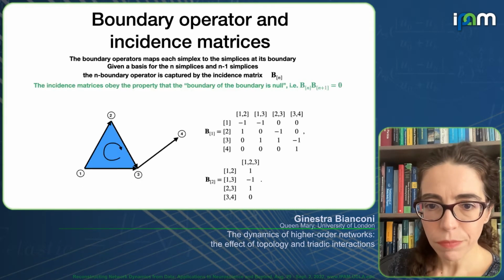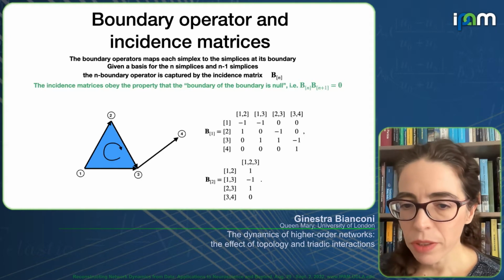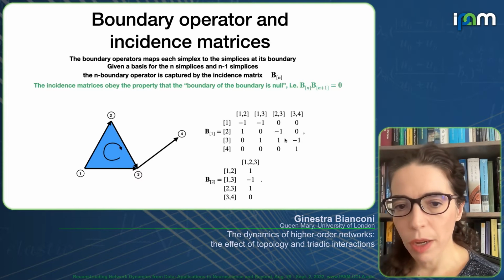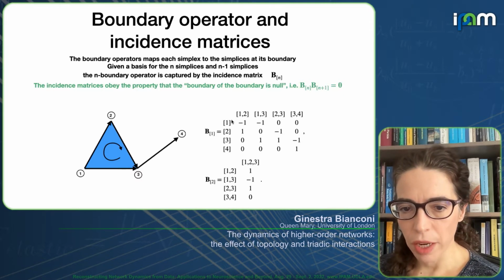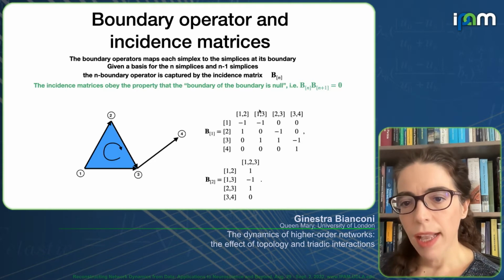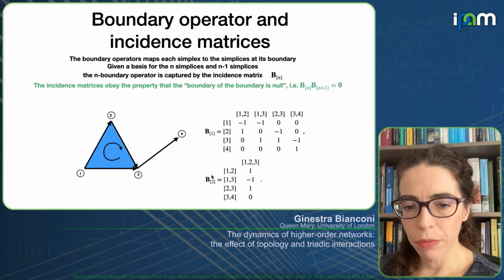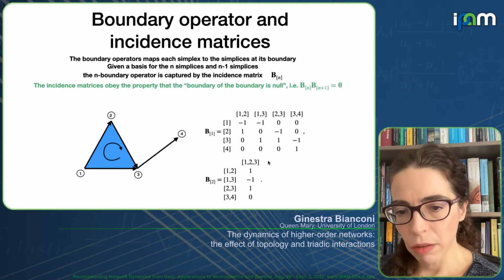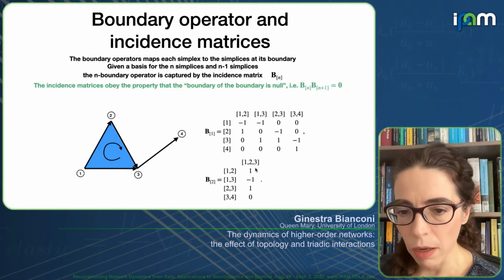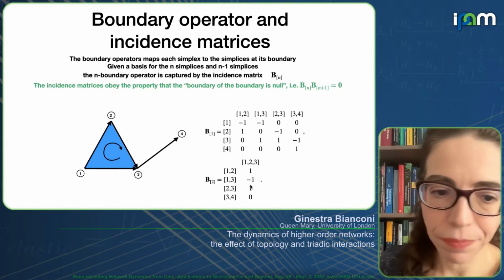So these boundary operators are nothing to be scared of. They can be just encoded into matrices. And so you have the B1 and B2 matrices, which are rectangular matrices. The B1 matrix has nodes as rows and links as columns. You have 1 and minus 1 here. And for B2, you have links as rows and triangles as columns. And you see here, this is the boundary of this triangle.